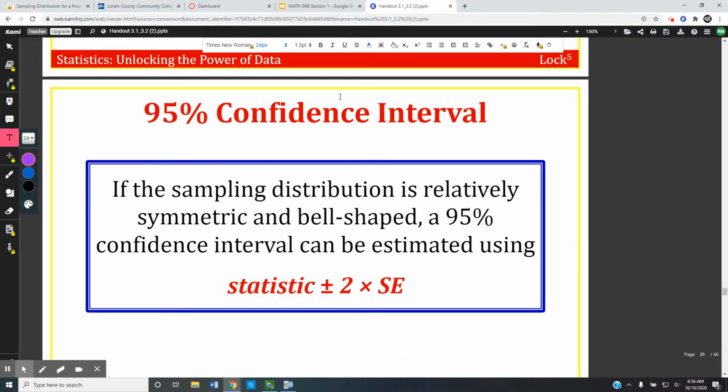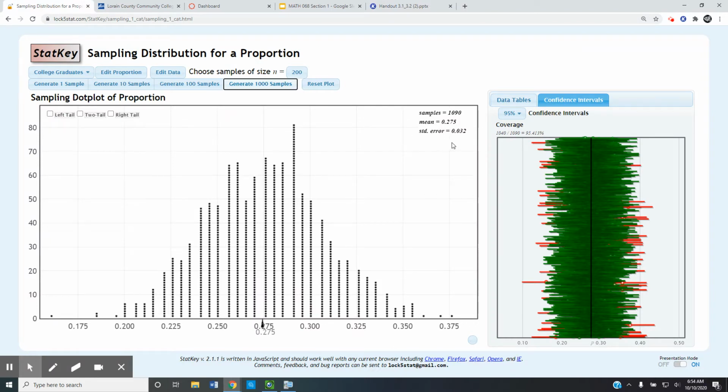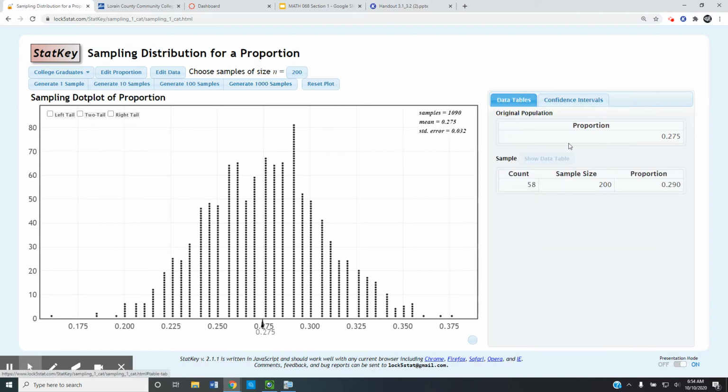And it is bell-shaped, then a 95% confidence interval level will be estimated using statistic plus or minus 2 times the standard error. Again, when I run my distribution and I go back to my data, it was 0.275. 0.275 plus or minus 2 standard errors. So my confidence interval level for this particular piece, I'm going to write this down and then we'll do the math.